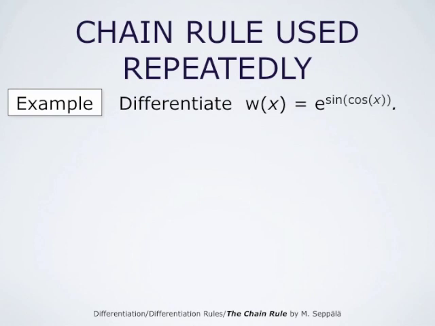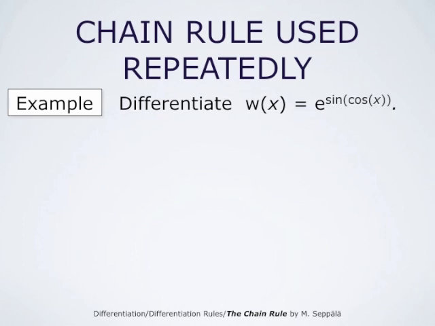The chain rule may be used repeatedly to differentiate complicated functions. For example, the function w, defined as w(x) equals e to the sine of cosine of x, is a function composed out of three functions. The outermost function is the exponential function. Then we have sine, and then finally cosine.